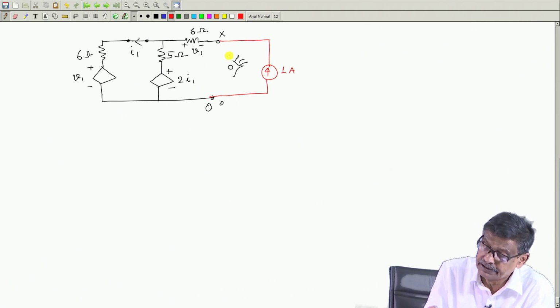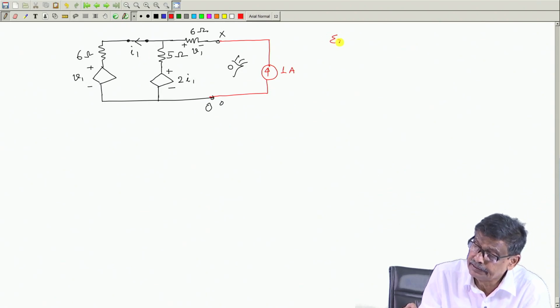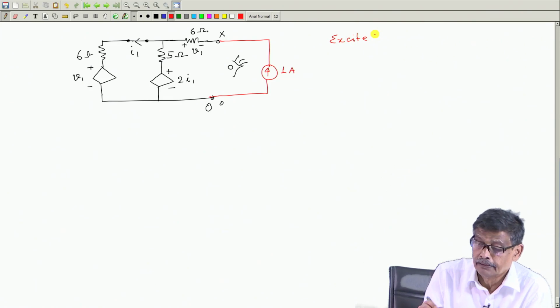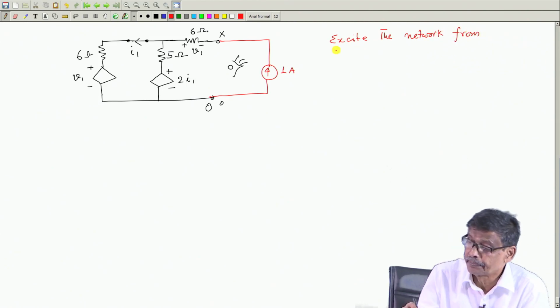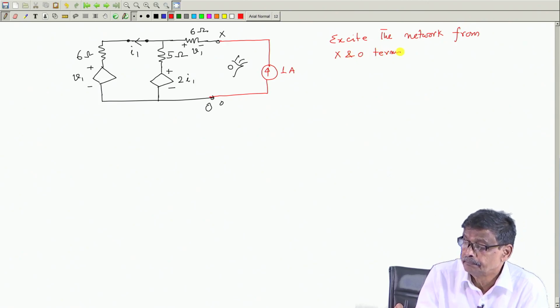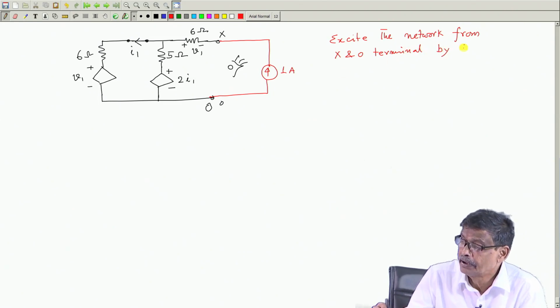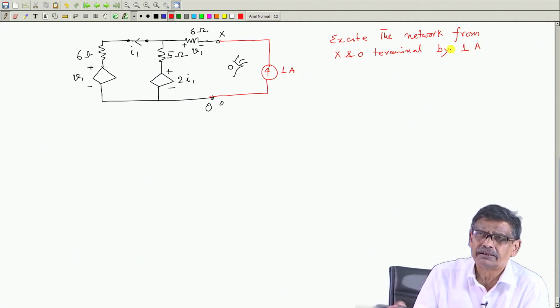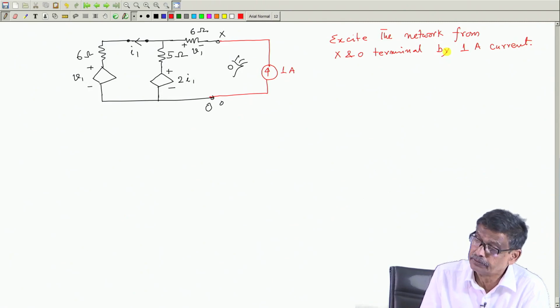So, this current drawn by the circuit is 1 ampere, and excite the network from X and O terminals by 1 ampere current source. This could be 10 ampere current source also, that you decide what you will do. 1 ampere current source, I have just chosen. This is a flexible thing, you can do whatever you like.